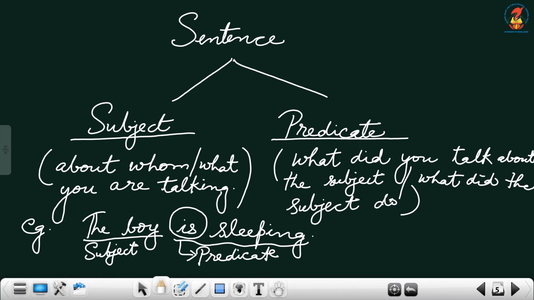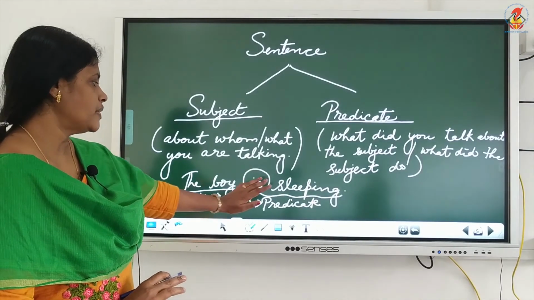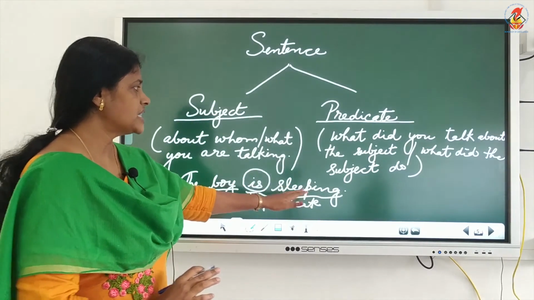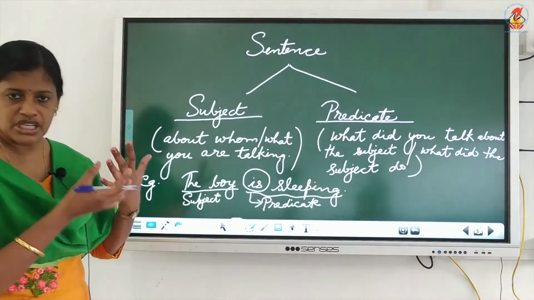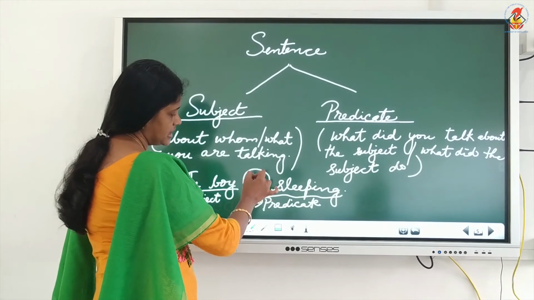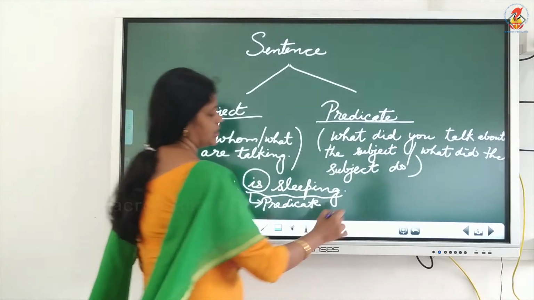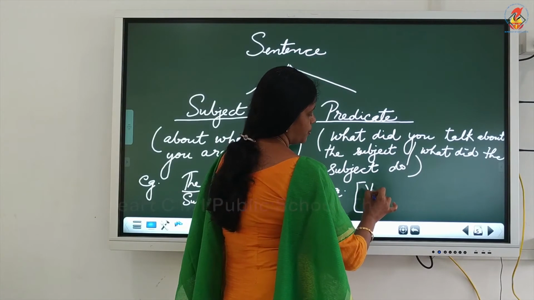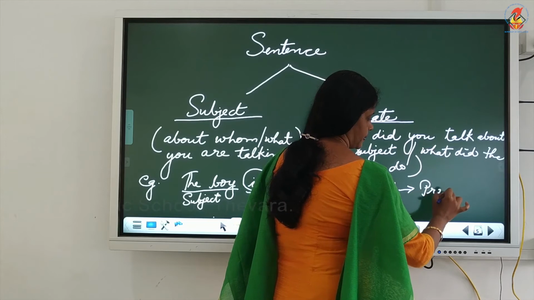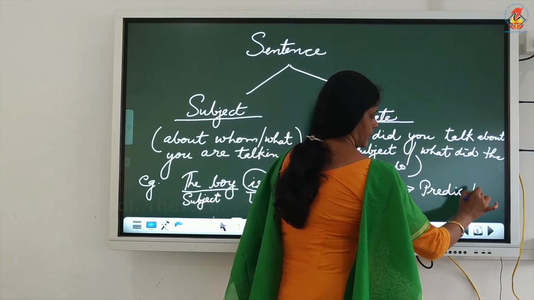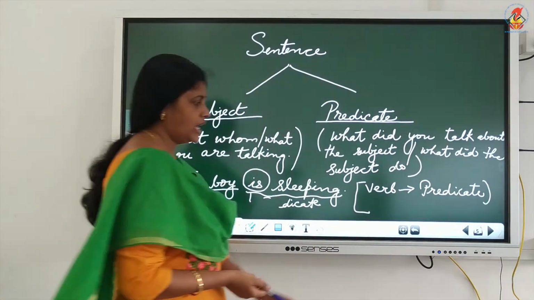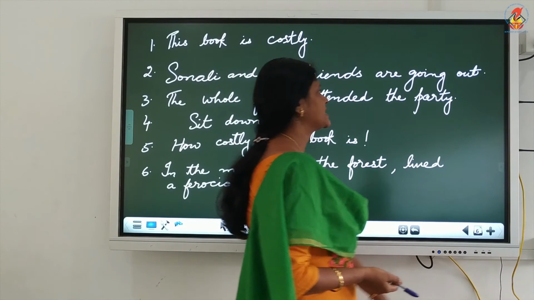Is it clear? A sentence has two parts, subject and predicate. Subject is about whom you are talking, and predicate is what is said about the subject or what did the subject do. So here the boy is the subject, is sleeping is the verb, that is the predicate. Always remember the verb belongs to the predicate. Is it clear, children? The verb belongs to the predicate. Okay. Now let's do some more examples.